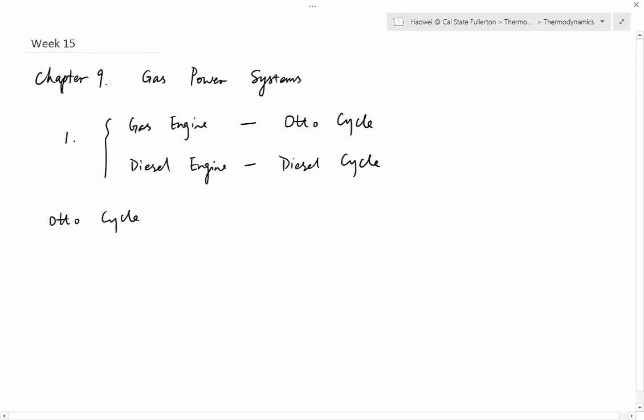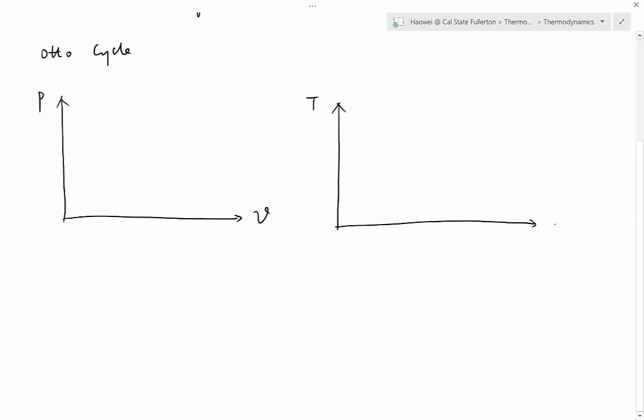We will sketch those four steps on two diagrams. They are P versus nu diagram and T versus S diagram. First of all, we do not need to sketch the vapor dome anymore because during any given time, the phase of the gas is always superheated. So everything will be to the right side of the vapor dome. That's why there's no need for us to sketch the vapor dome anymore.